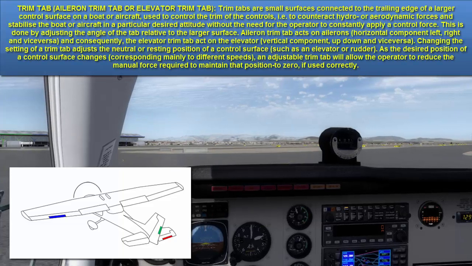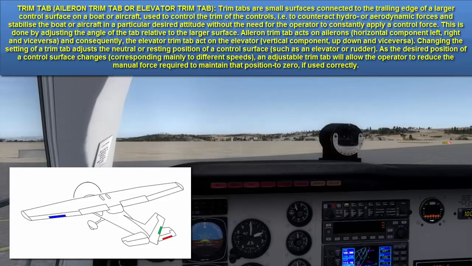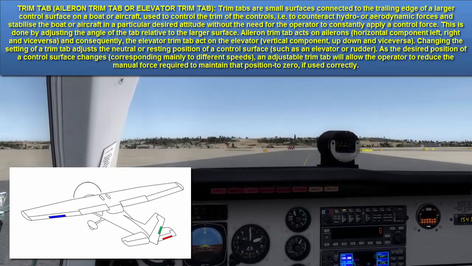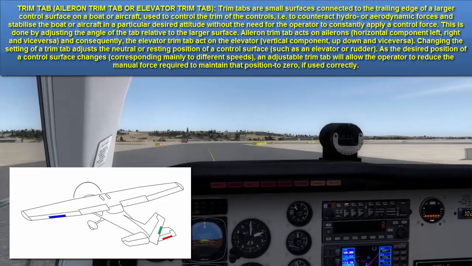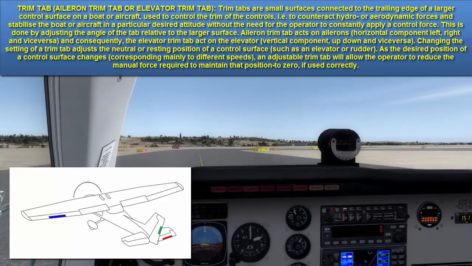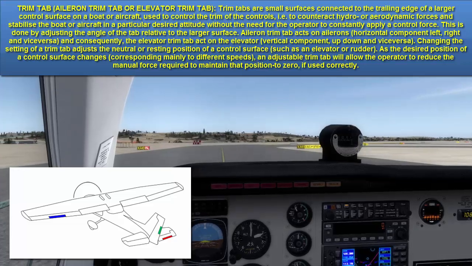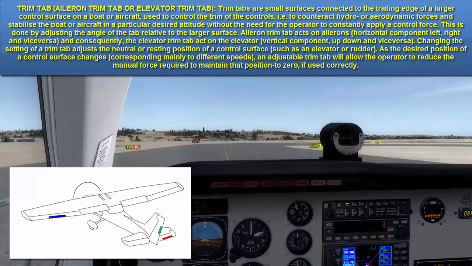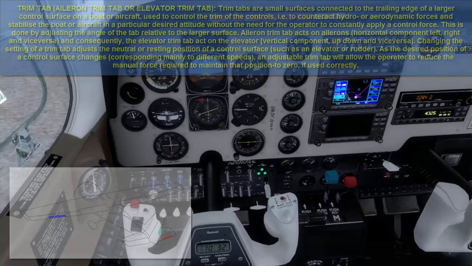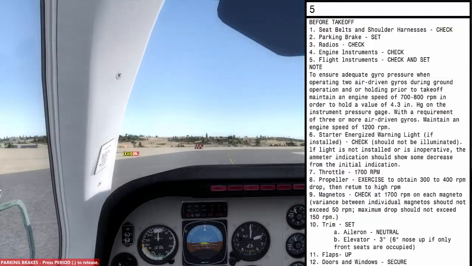And there we have the trim tab, or the aileron trim tab, or the elevator trim tab. And as I tell you there, trim tabs are small surfaces connected to the trailing edge of a larger control surface on a boat or aircraft, used to control the trim of the controls. For example, to counter hydro or aerodynamic forces and stabilize the boat or aircraft in a particular desired attitude without the need for the operator to constantly apply a control force. And that is what I told you before, because when you apply flaps, the nose of your aircraft tends to rise. And in that particular case, what you will need to do is push forward the control surfaces of your aircraft, your steering wheel, let's say, to make the aircraft nose go down.